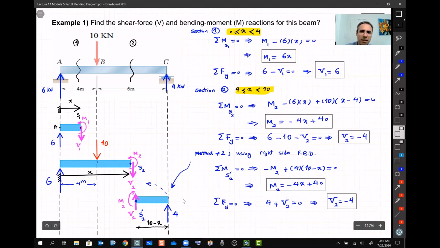Just pick the simple portion. Like in this example, if I want to solve it, I don't use the second section that we did here, the one that is 10, because it has a lot of loads on it, right? It's more complicated. I just use the right side, which is easier.